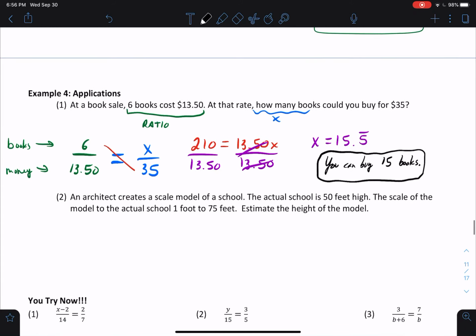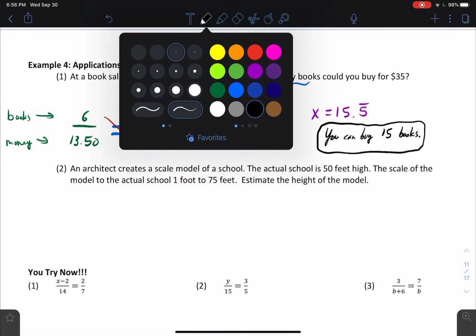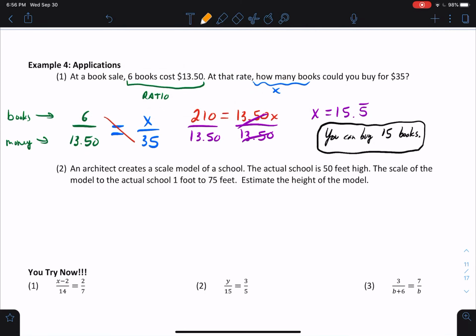Another type of application problem with ratios and proportions involves doing a scale. So an architect creates a scale model of a school. You can't build an actual school right away. First off, you got to have like a blueprint, a scale for it. All right. So the actual school is 50 feet high. The scale of the model to the actual school is 1 foot to 75 feet. Here's a ratio we know. 1 foot to 75 feet.